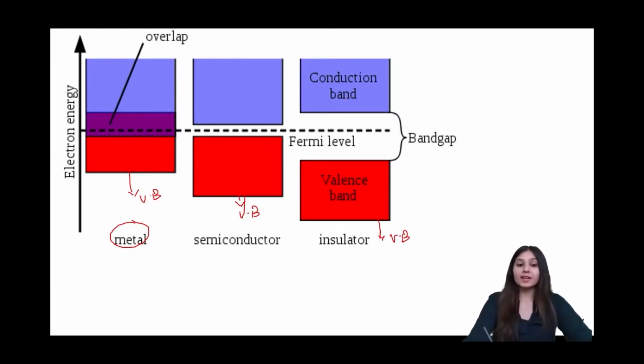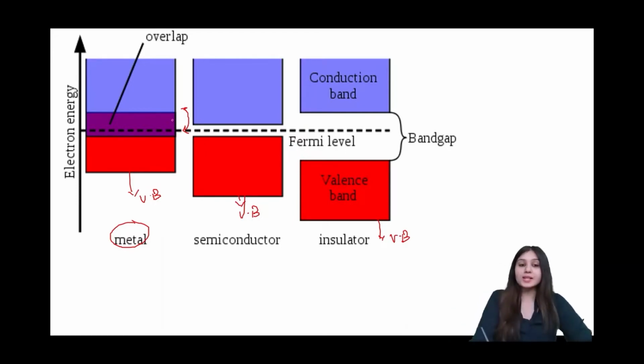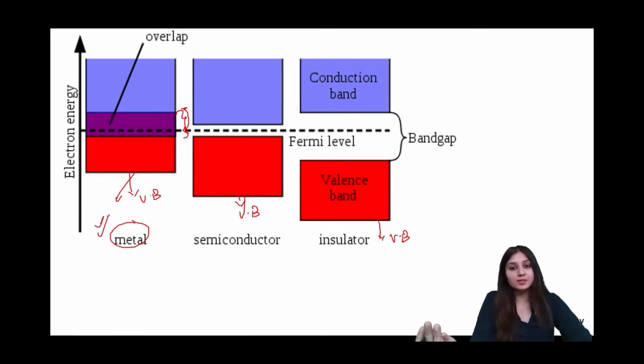In metals, as you can see, these two bands are overlapping. So there is no energy barrier which the electrons have to overcome. Electrons move so easily to the conduction band that conduction readily happens in metals. In metals there is no energy gap, or maybe a little energy gap, and that is why conduction is very easy in metals.